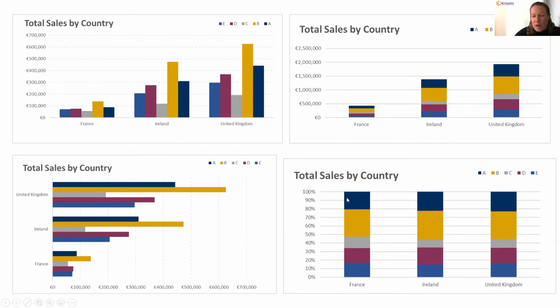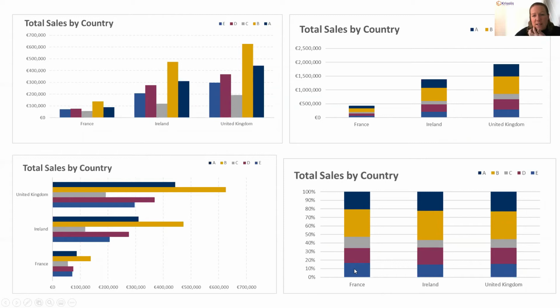And then sure, we can go the whole hog. We can also do a 100% stacked bar. What this shows me is the proportion of sales that's attributed to each of my segments across my countries. So the information that I lose here is the total. I can't see the amount. I can't see in this chart that the United Kingdom is much bigger. I can't see the actual values, but I can see the proportions.